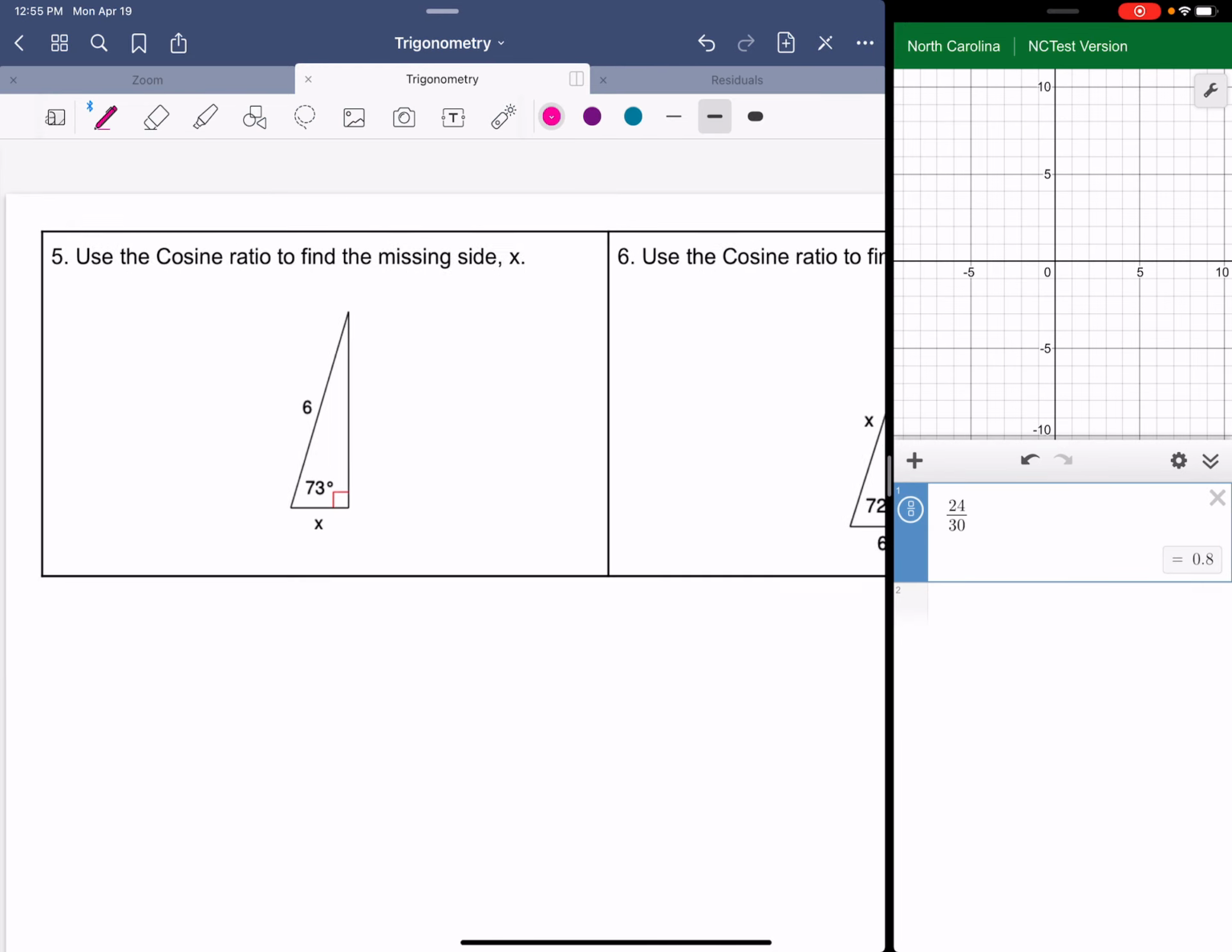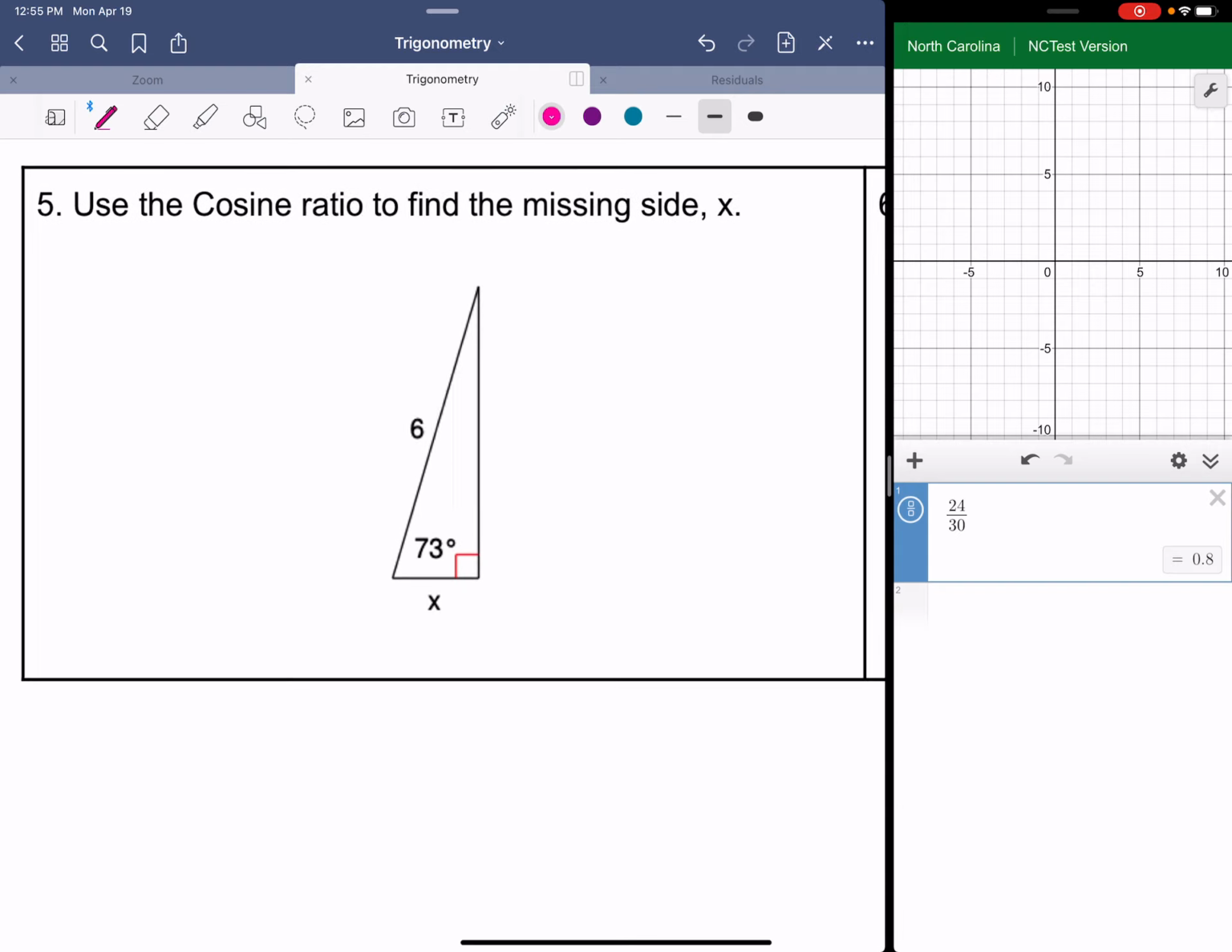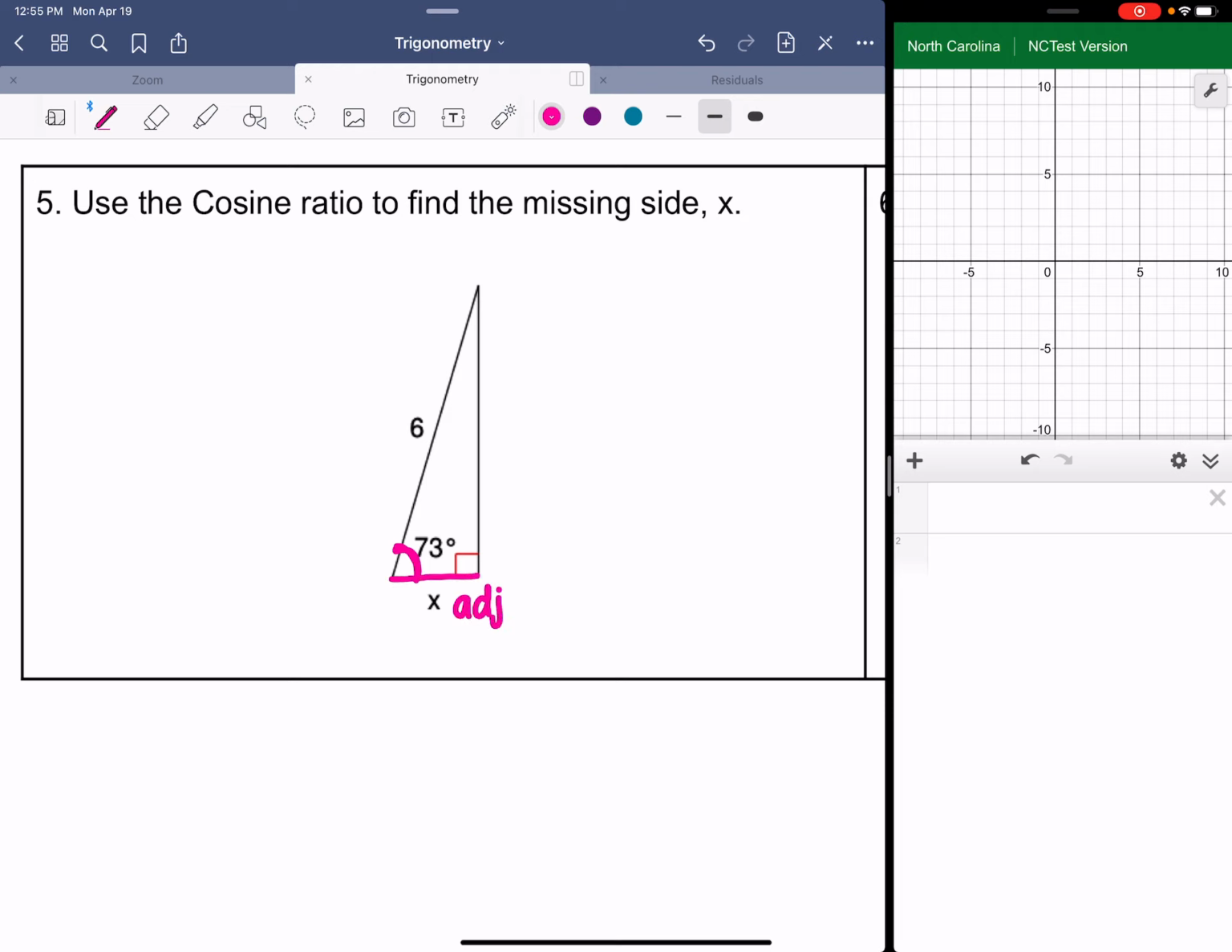Now let's do a couple of actually trying to find a missing side. All right, now from the given angle measure, which is 73, the adjacent side is x. The hypotenuse, which is directly across from the 90-degree angle, is 6. So we need to set up the cosine of our given angle, which is 73 degrees, is going to be the adjacent, which is x, over the hypotenuse, which is 6. Now we need to solve for x.